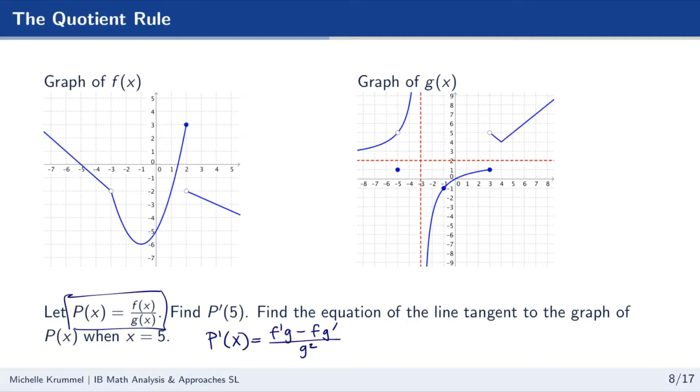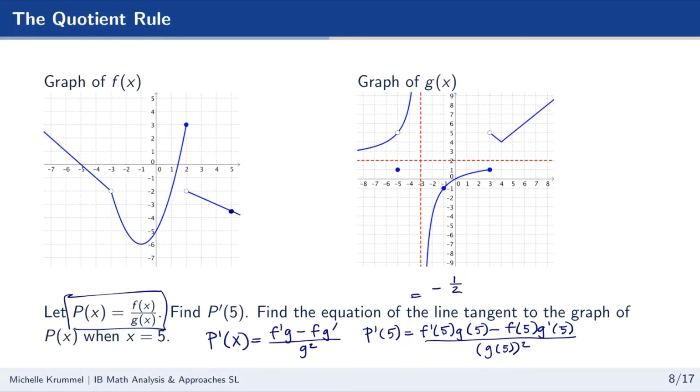So I kind of took a shortcut in my function notation, which I don't know if that was wise, because we need p prime of 5 and you've sort of lost sight of where the 5 is going to go. But it's f prime of 5, g of 5 minus f of 5, g prime of 5 over g of 5 squared. And we're going to read these values from the graph. So f prime of 5 would be the slope of the graph at that point. And since that's on a linear piece, it's easy to figure out using rise over run. We go down 1 and right 2. So the slope is negative 1/2.